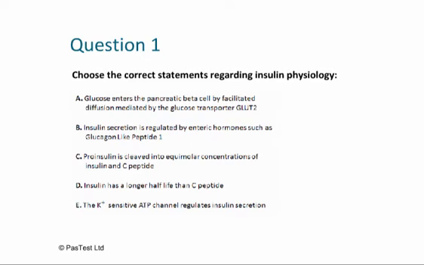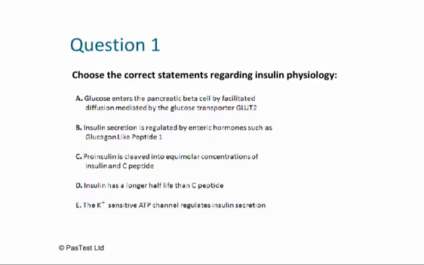Proinsulin is cleaved into equimolar concentrations of insulin and C-peptide. Insulin has a longer half-life than C-peptide. The potassium-sensitive ATP channel regulates insulin secretion.